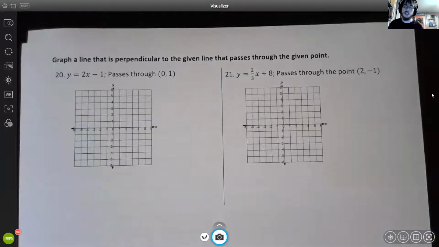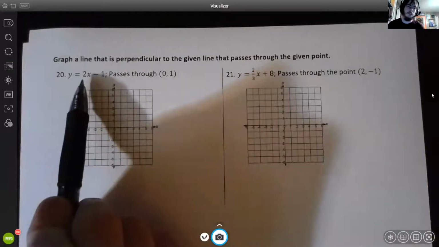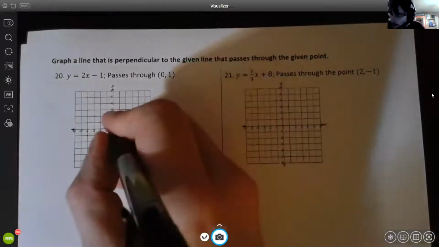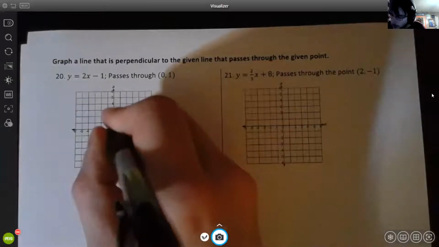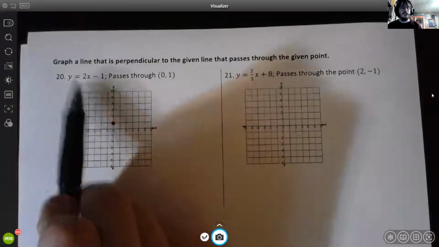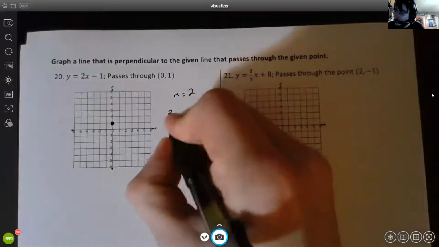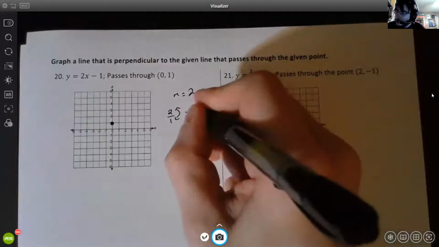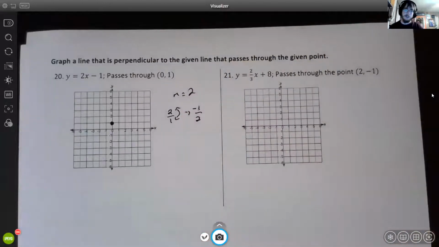All right. The last two here, they're the same deal, just with perpendicular lines. So it wants us to graph a line that's perpendicular to the given line that passes through the point. So on number 20, it passes through 0, 1. And our slope for our original line is 2, but we need the perpendicular slope. So we take 2/1, flip the fraction, change the sign. So we get 1/2 and then a negative.